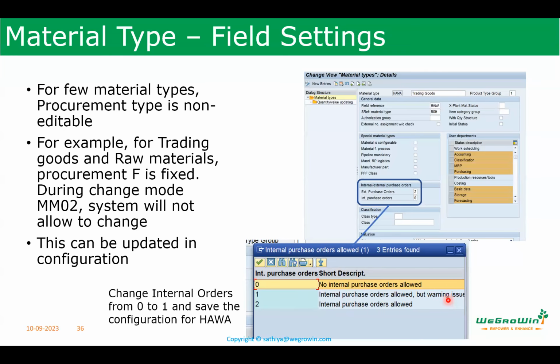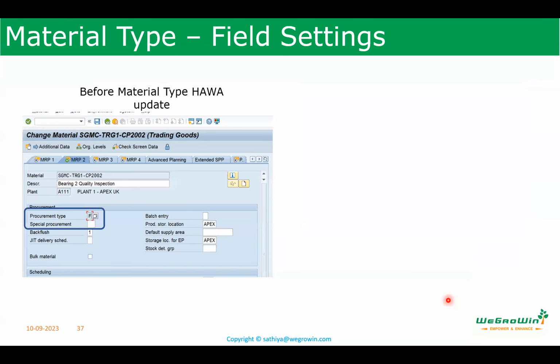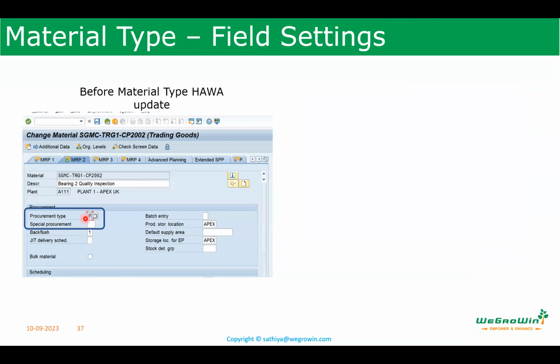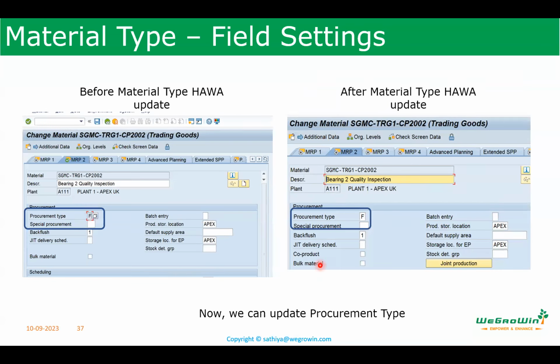Correct. Okay, sir. Right. So here, for example, when the material type HAWA was the default, the system was having a 0 value. This value was 0. So it was gray. No internal procurement was required, which means only F was allowed. But once we changed this to 1, what happens? It changed. It had the editable field. Before that, it was a gray field, procurement type. Once I change it, it has become an editable field.